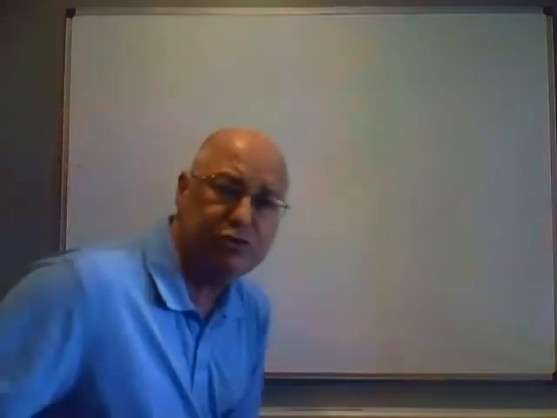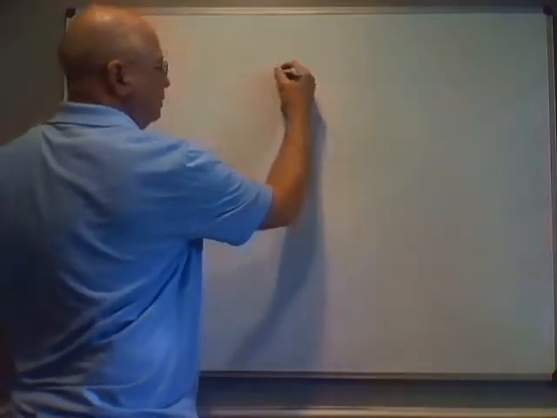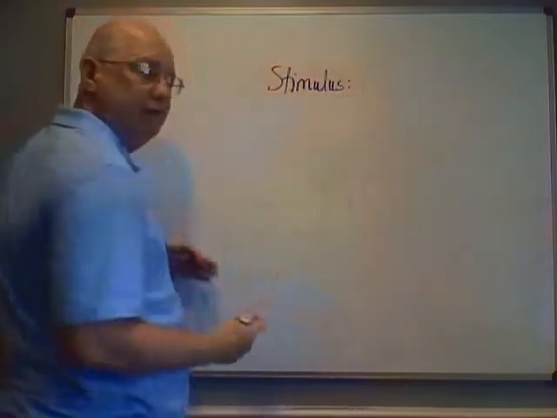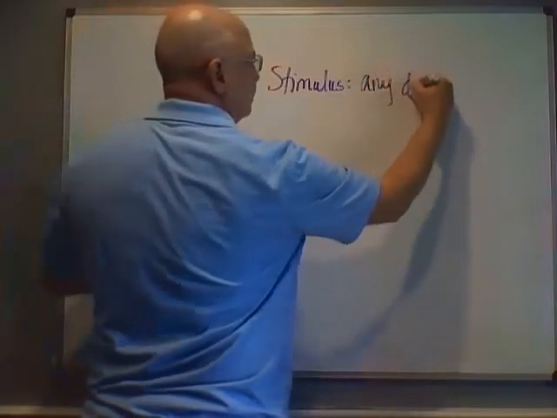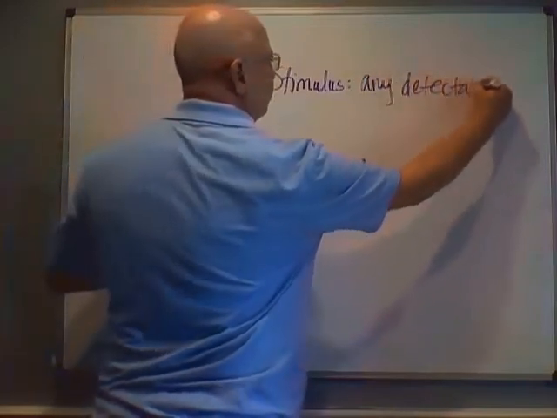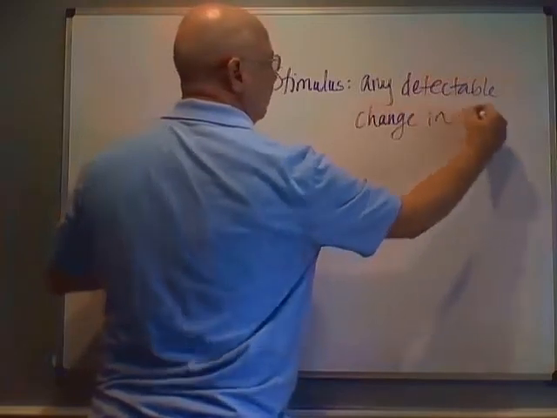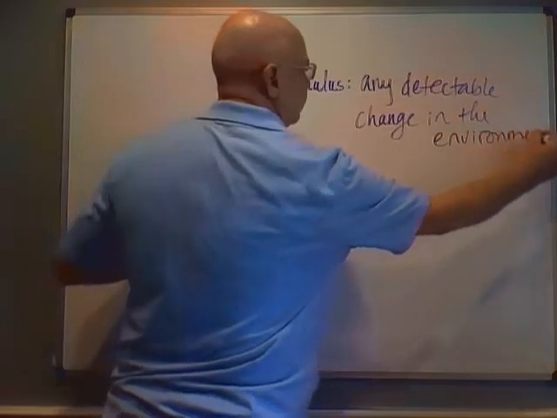There's a few definitions we have to go over. One of these definitions is a stimulus. Now, we did this at the beginning of Part 1 A&P, but I'm going to repeat it, and I'm going to take another look at it. A stimulus originally is defined as any detectable change in the environment. And that can be the internal or the external environment.